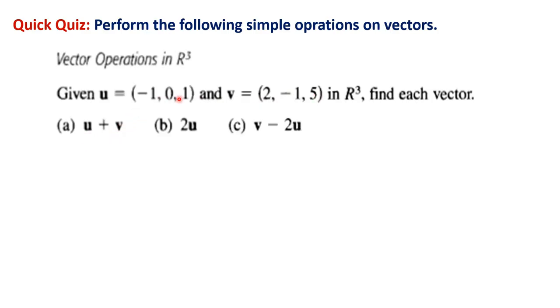Or you can do the same thing in matrix form. Write this as a column matrix and write this as a column matrix, and then add those two columns. So you will get this resultant vector u plus v. And you can just name this, like you can call this w.